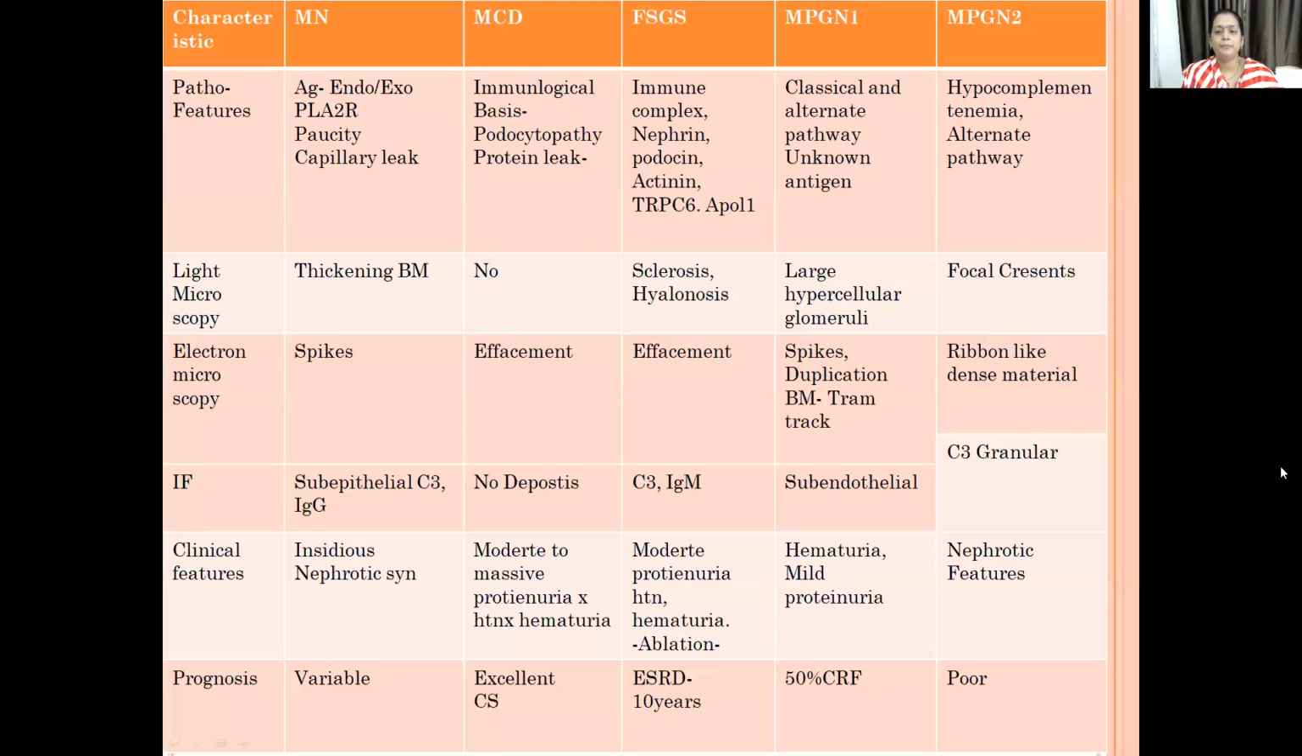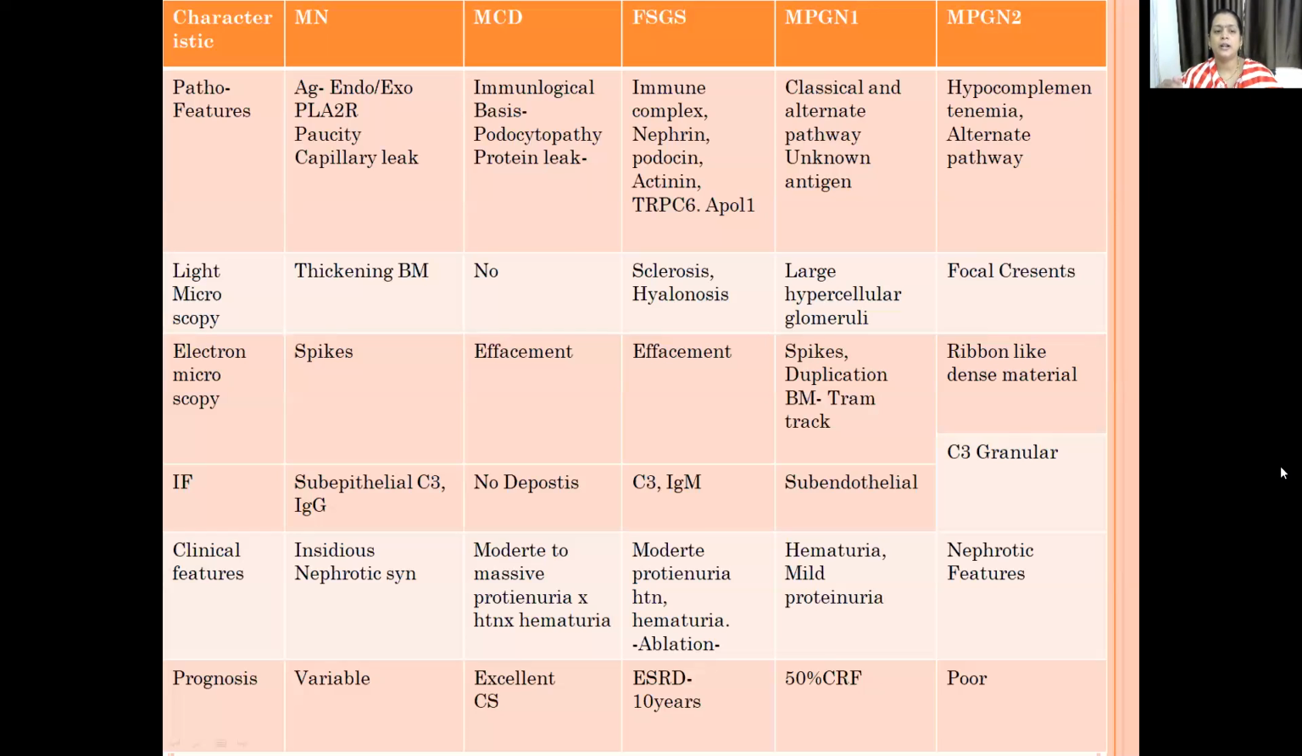Okay, the MPGN, what you see is large hypercellular glomeruli. Then in the electron microscopy, you see the spikes. Okay, and then there is duplication of the basement membrane, which gives rise to a tram track appearance, right? So in the MPGN2, we find, in the light microscopy, the focal crescents. Crescents, I told you, are the result of proliferation of parietal epithelial cells. Okay, there can be proliferation of endothelial cells and visceral epithelial cells, but crescents are mainly by proliferation of parietal epithelial cells, and this is seen in MPGN2.